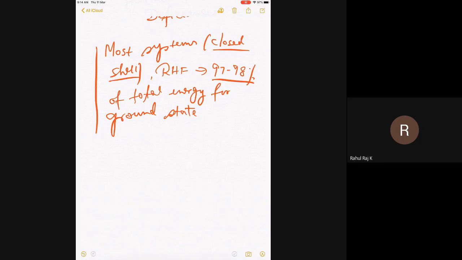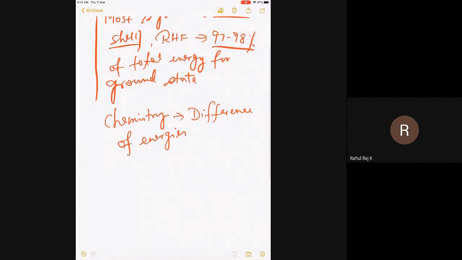Okay. All right. So we discussed this. So let me first tell you that in most of chemistry, what we are interested in is never the total energy, but the difference of energies. I will give you examples. For example, you are interested in how much energy is required to ionize a system. So what is this? This is nothing but the energy of the n-1 electron system minus the energy of the n electron system.